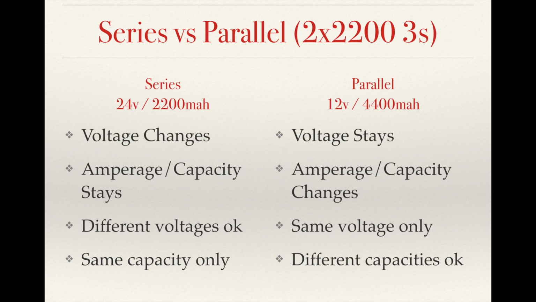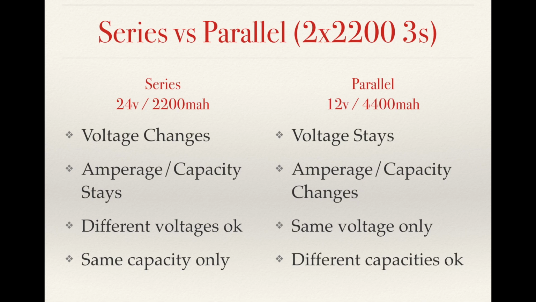So here are some basic rules about wiring batteries in series versus parallel. The example I'm going to use is two 2200 milliamp hour 3-cell packs. Those are the good old-fashioned common 2200 milliamp hour packs. If I took that setup and put it in series, here's what I'd wind up with: 2200 milliamp hours worth of capacity at 24 volts. So when you wire batteries in series, remember this: your voltage changes, your amperage or capacity stays the same.